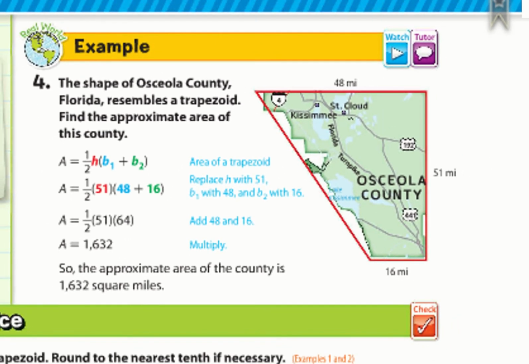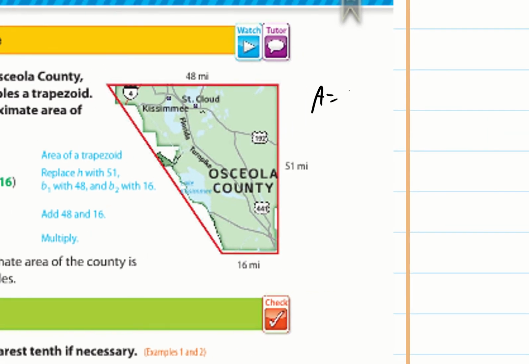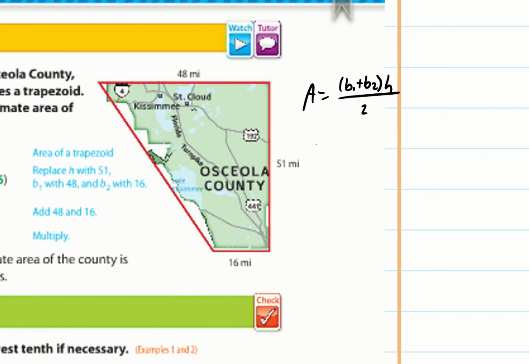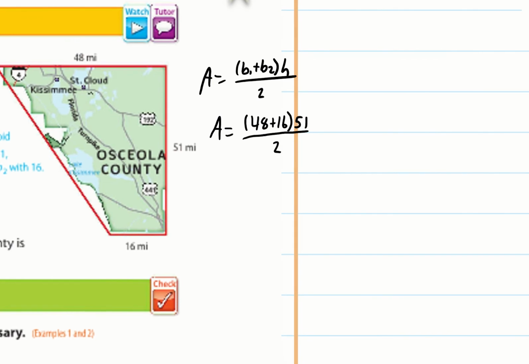So we have the last example. The shape of Osceola County, Florida resembles a trapezoid. Find the approximate area of the county. So area equals base 1 plus base 2 times the height divided by 2. So area equals 48 plus 16, and the height is 51, divided by 2. And we're working with miles in each of the units. 48 plus 16, 6 plus 8 is 14, so 64 times 51 divided by 2.